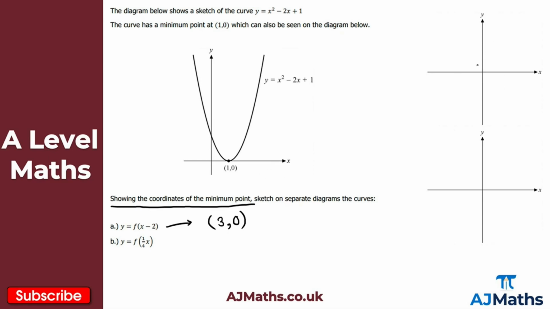Okay, so if we sketch this, we can say that's 3, 0 there. Again, it doesn't have to be perfect, it's just a sketch. So that's 3, 0. If I kind of try a quick sketch of what this would look like.